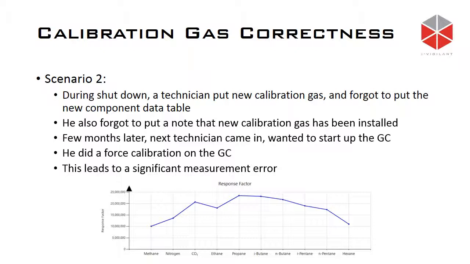Based on this response factor trend, in this particular case study, the error amounts to around £300,000 a month, at a production of 100 million scf per day. It's quite a significant error for a GC. And the biggest issue is that although they have two GCs, the problem is not in the GC; the problem is forgetting to put in the component data table for the calibration gas. Both GCs measure the exact same result. So it's a systematic error that happened in dual redundant GCs that people get to miss.